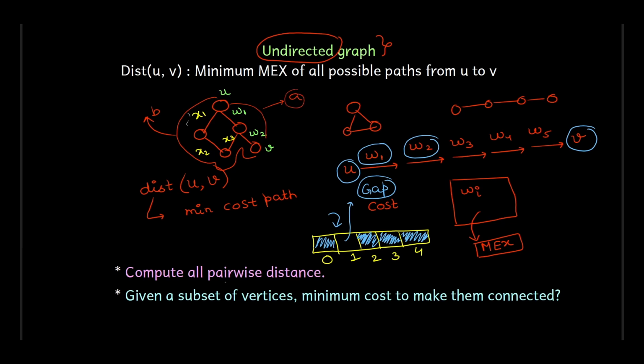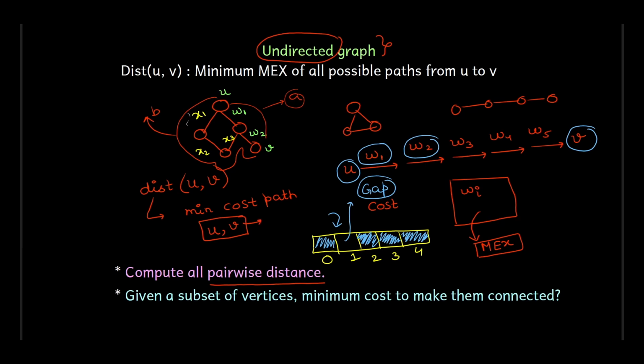So you have to solve two questions. The first one is you have to answer these two questions. The first question is, what is the pairwise distance between any two vertices that I give you? I will query u comma v, and you have to print the minimum cost path.